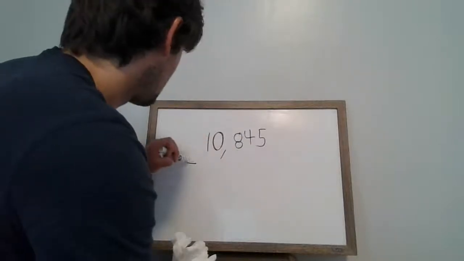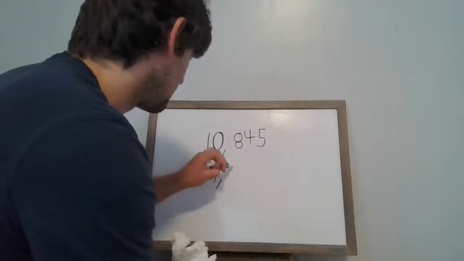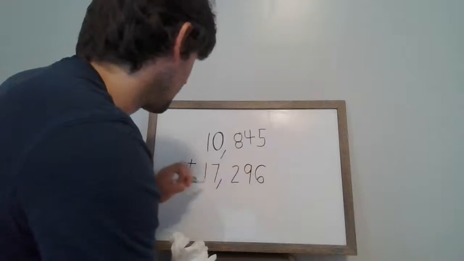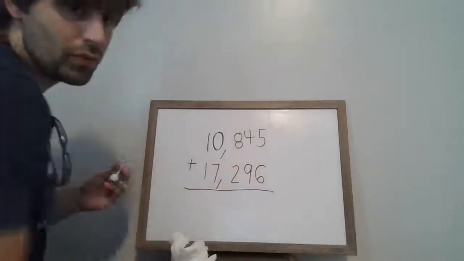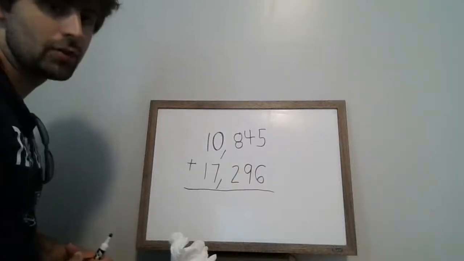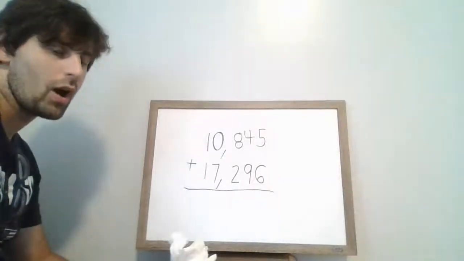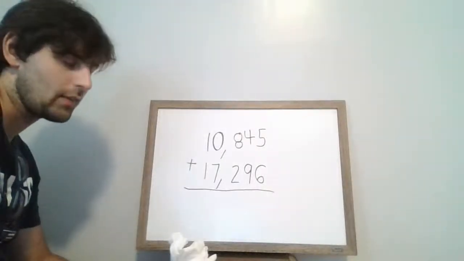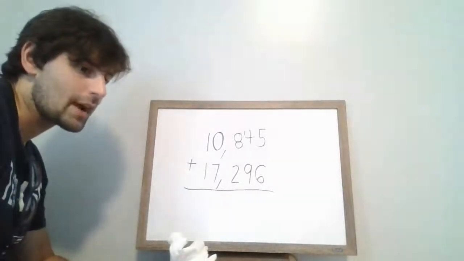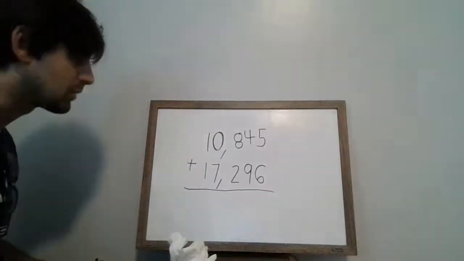10,845 plus 17,296. We're going to have to do a lot of regrouping for this one. Now remember, with addition, you can actually regroup as you're adding the numbers. With subtraction, you want to do all the regrouping before you subtract any numbers. With addition, you can actually do the addition problems in each place as you go along.